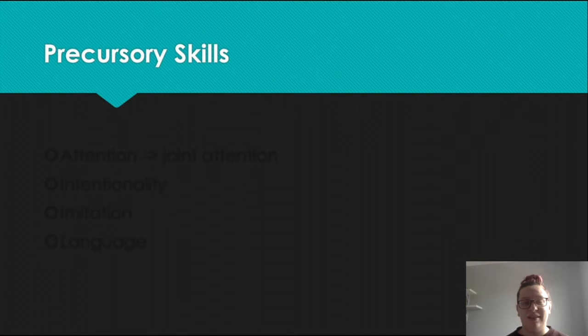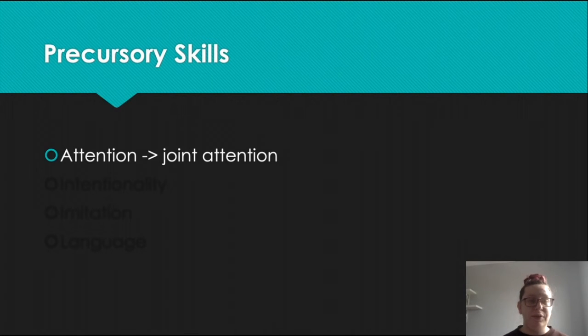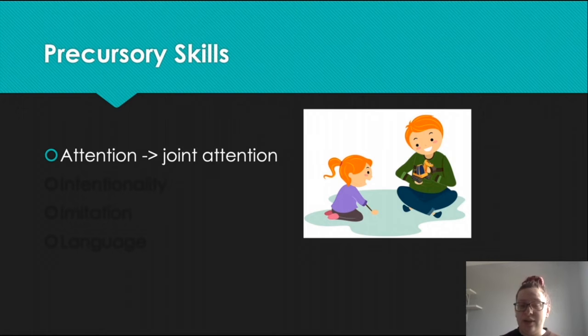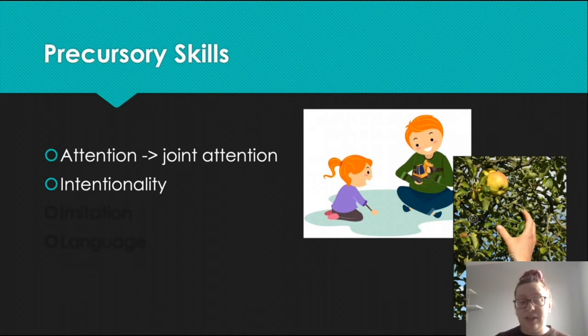Before understanding these concepts, children need to have a number of skills. First, they need to be able to pay attention to things. Specifically, they need to learn how to do joint attention, which is where two individuals are looking at the same thing and paying attention to that same thing. They also need to understand intentionality. This means that if somebody is reaching for something, they understand that that's probably because they want that item.